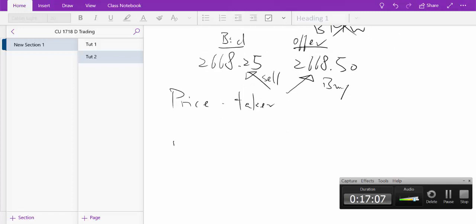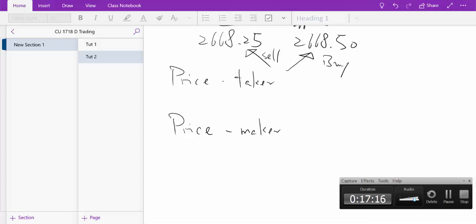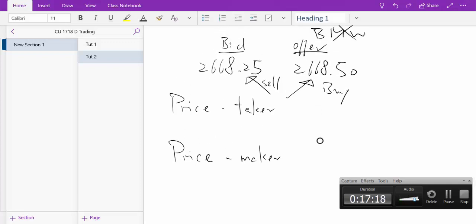Now, if you are a price maker, it is the other way around. So what I mean by that is, you, as a price maker, can actually put these prices out there. You can say, I am happy to buy at 2668 and a quarter. And so here is where you buy. And here is where you actually sell.